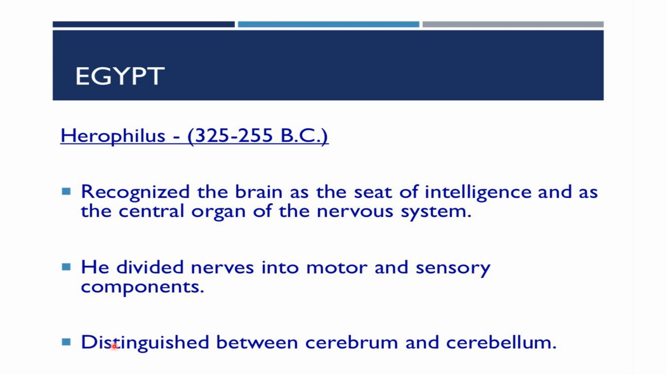Now, he was the first to also make a dichotomy between the cerebrum and the cerebellum, which is found in the brain. So, he distinguished between cerebrum and cerebellum. He divided nerves into motor and sensory components and also recognized the brain as a seat of intelligence and as the central organ of the nervous system.